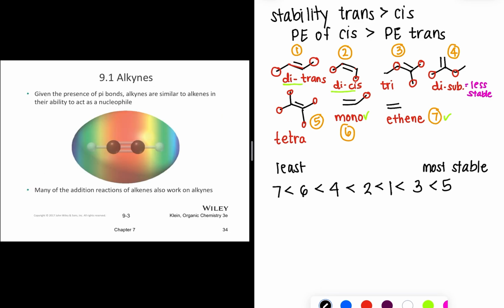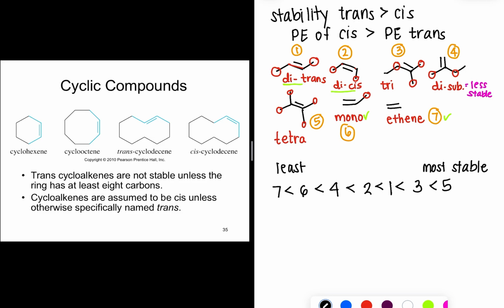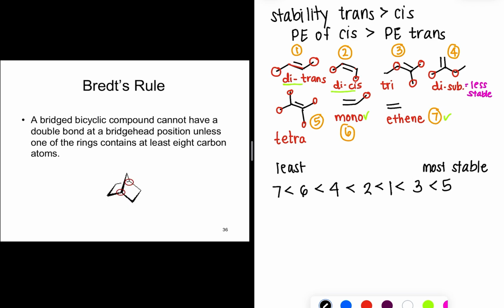This alkyne slide is in the wrong spot. Sorry about that. And thinking about cyclic compounds with double bonds, we already talked about this for the most part. When you have trans cycloalkenes, they are not stable unless they are bigger cycloalkenes, so if they are 8 carbons plus. We're going to talk about Bredt's rule for bicyclic compounds. It'll come up again later on in the semester.